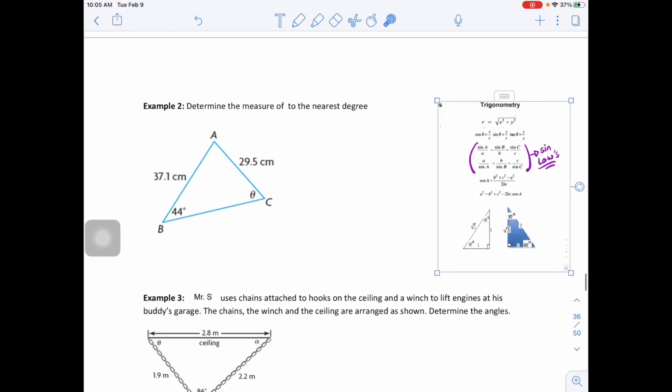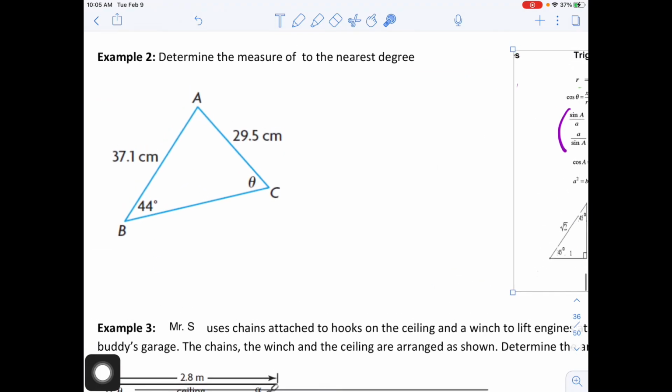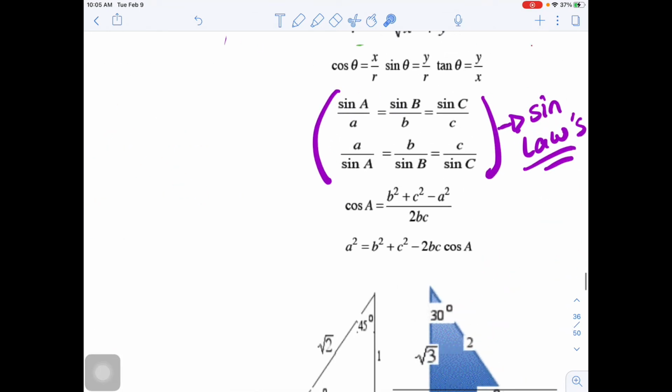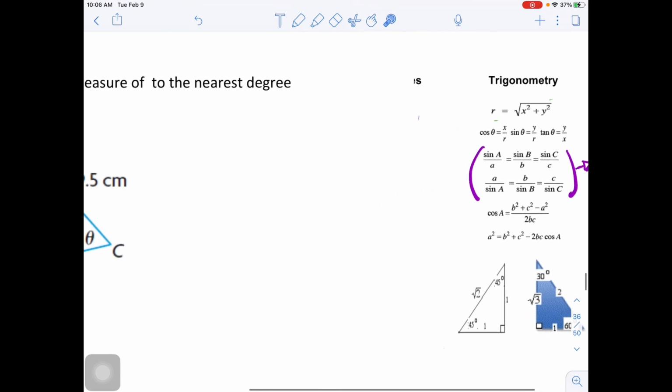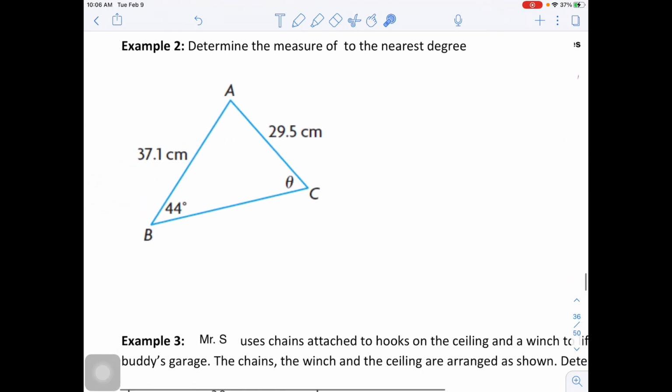So for example 2, it wants us now to determine the degree. So it's always good to choose whether I'm going to put my angles on the top or my side lengths on the top. If you're solving for angles, put the angles on the top. If you're solving for a side length, put the side length on the top. So here again, they have notated it as ABC nicely for us, but that's not always going to be the case.